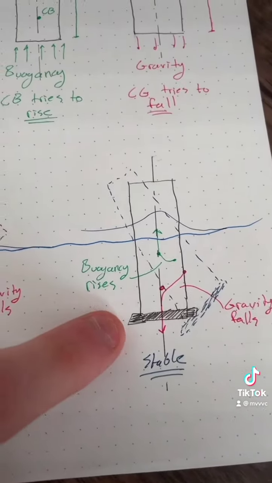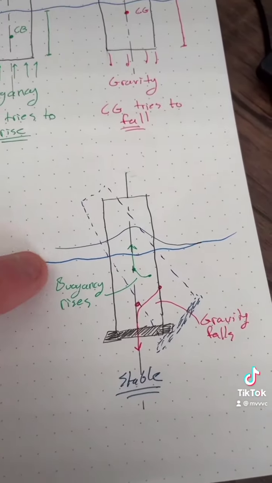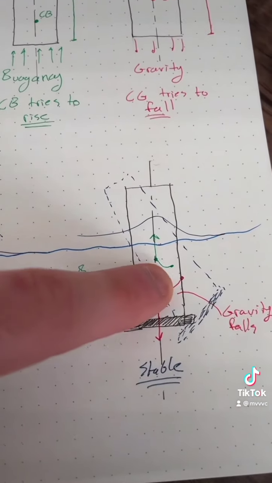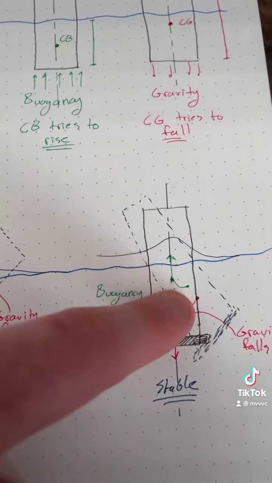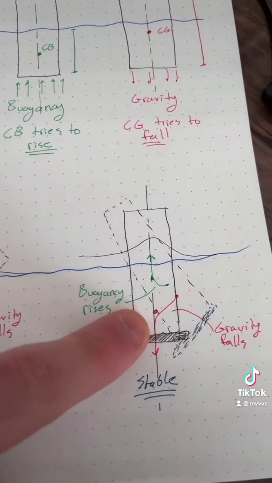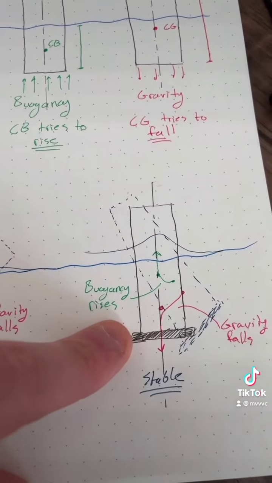However, if you add a weight to the bottom here, then when it's knocked by a wave, the gravity can return to its lowest position and the center of buoyancy can return to its highest position without them crossing over each other. And if they can do this, then the rig will not capsize and flip over.